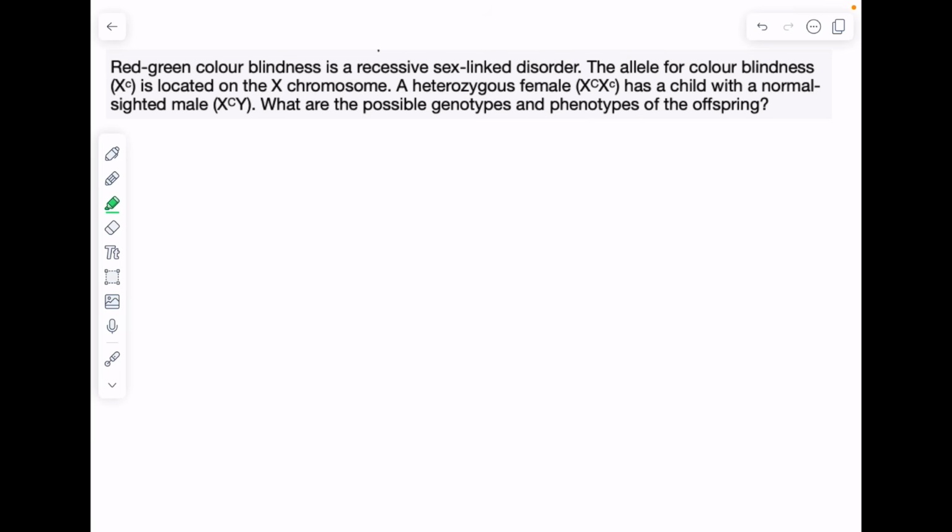Red-green colour blindness is a recessive sex-linked disorder. The allele for colour blindness is located on the X chromosome. A heterozygous female has a child with a normal-sighted male. What are the possible genotypes and phenotypes of the offspring? So we're going to go female, male. This setup works for all questions.